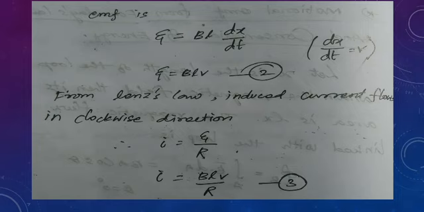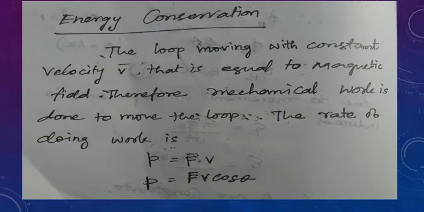Okay students, now come to the energy conservation. Yes, actually this is a continuation. It is a 5-mark question. See this, energy conservation. The loop is moving with constant velocity v from the left side to the right side in the magnetic field. So mechanical work is done to move the loop.